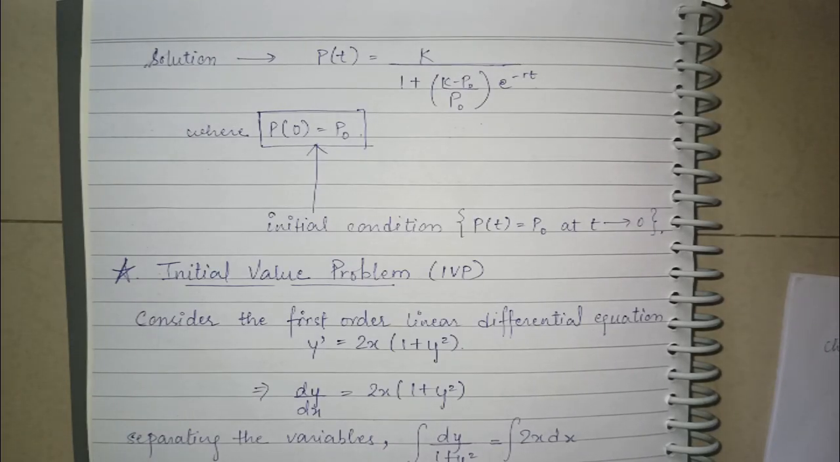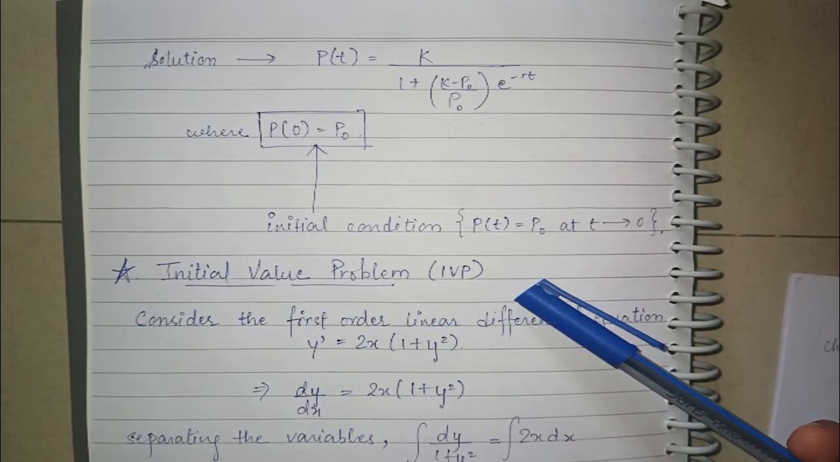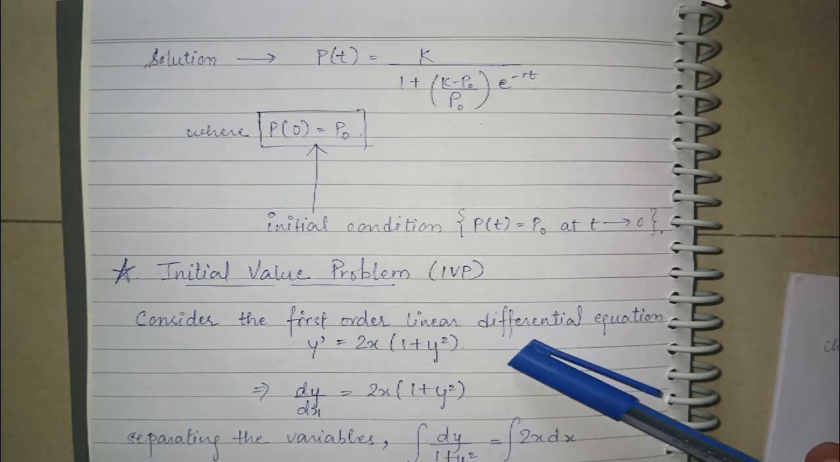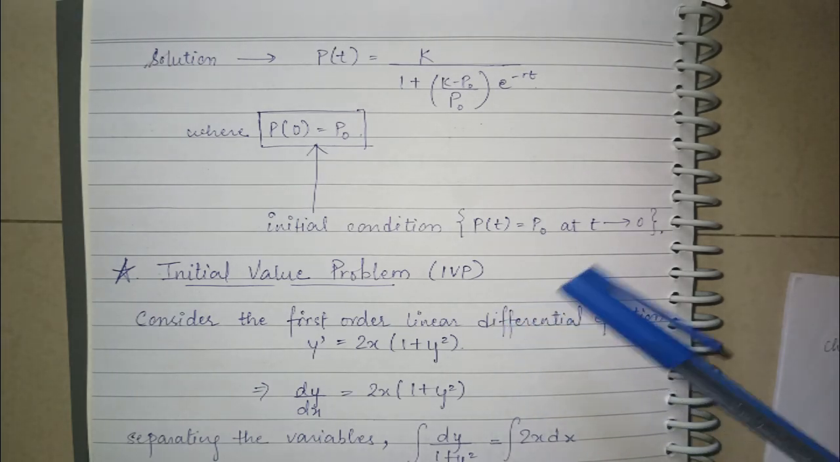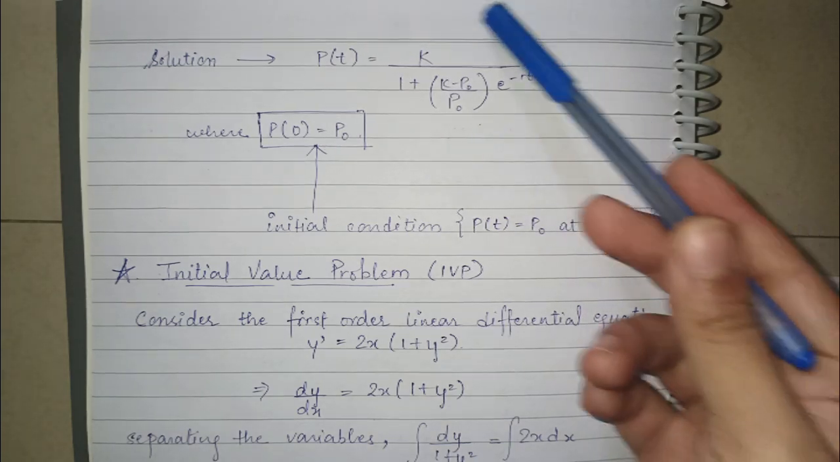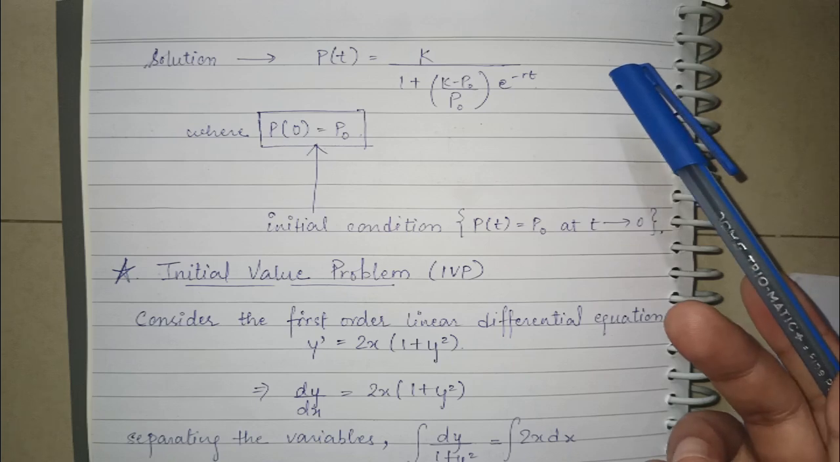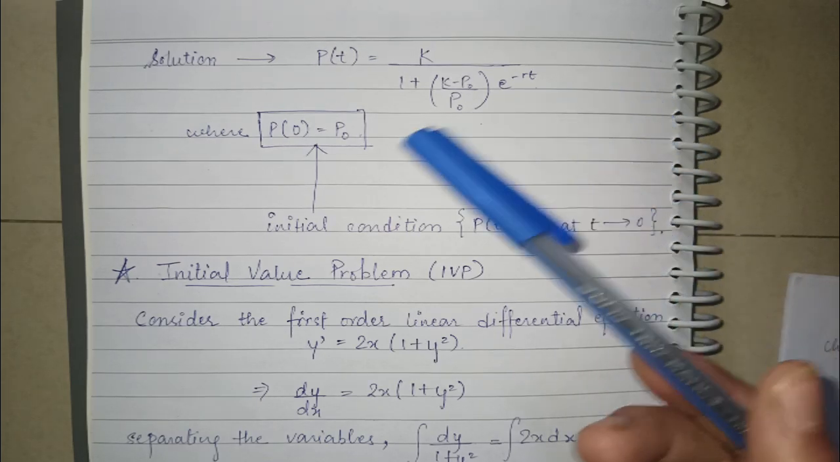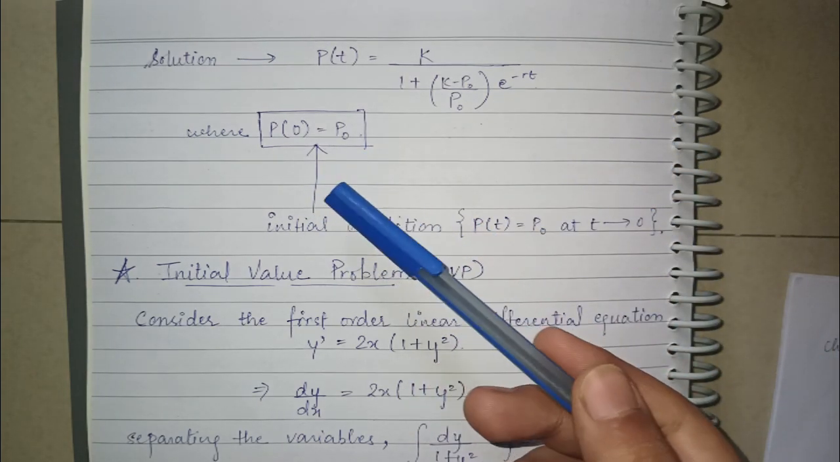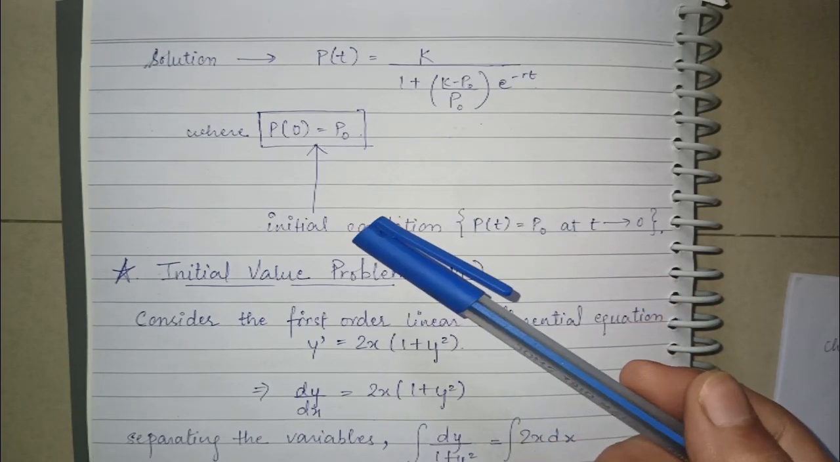Hello everyone. Today we are going to start the initial value problem, IVP. If you remember, in the last lecture I told you that in the logistic growth model equation we do not have any arbitrary constant, because we used an initial condition to solve this model.